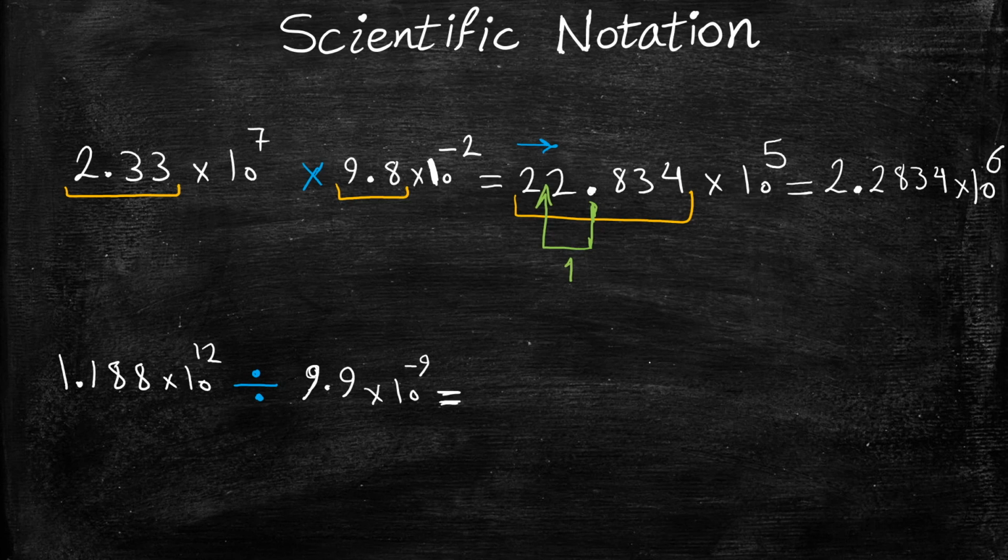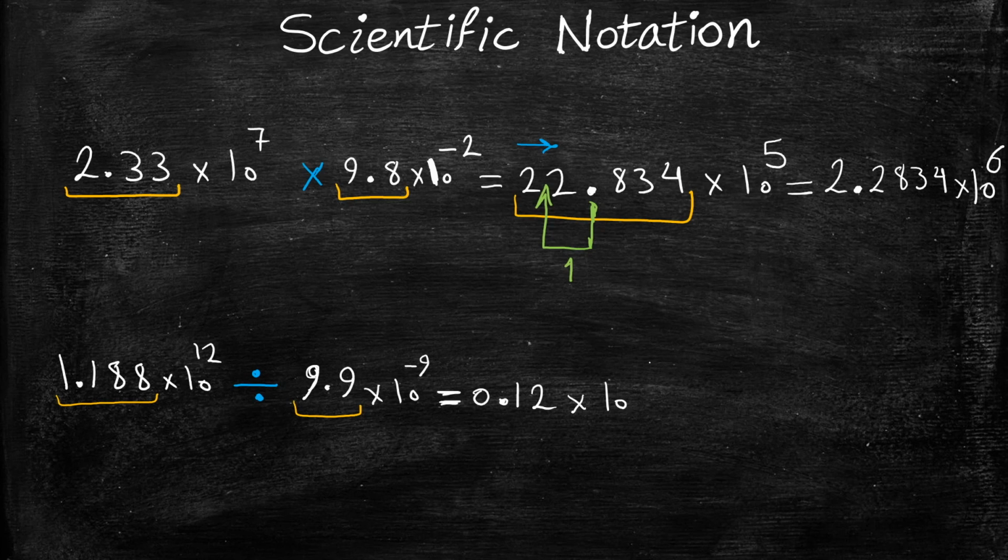So the decimal portion of the number, we just put them into the calculator, we divide them normally. So if I open my calculator, you will see. 1.188 divided by 9.9, the result is 0.12 times 10 to the power of, now that's the question, what is the power of 10?